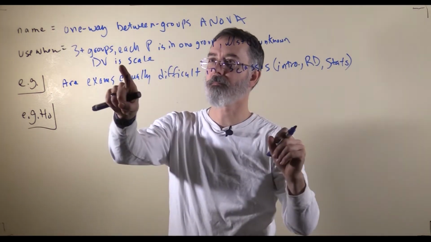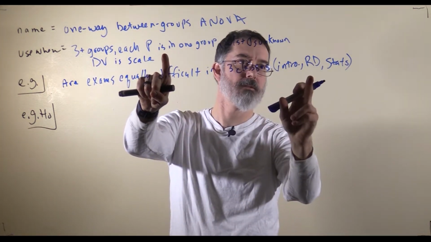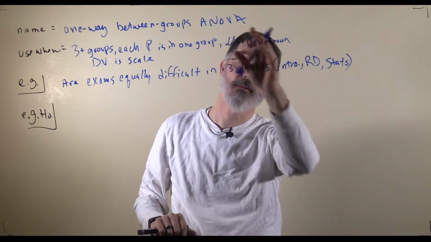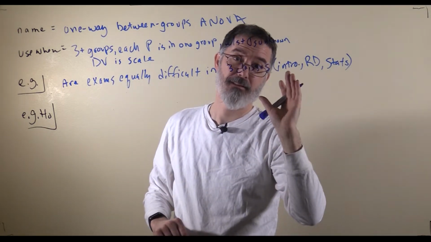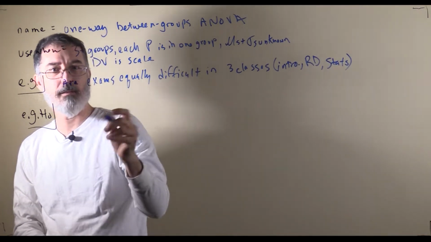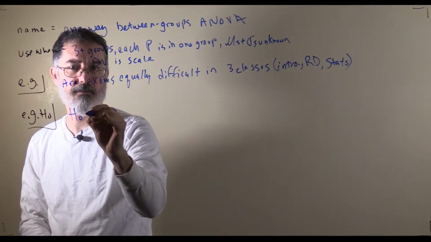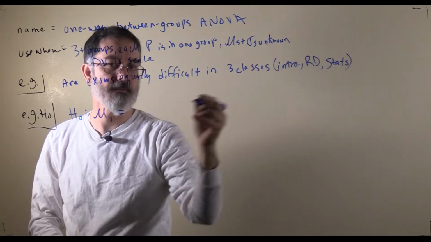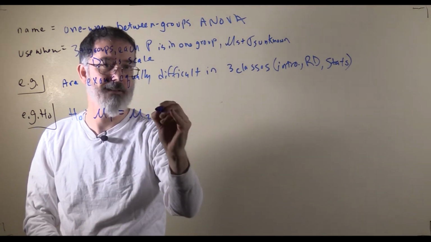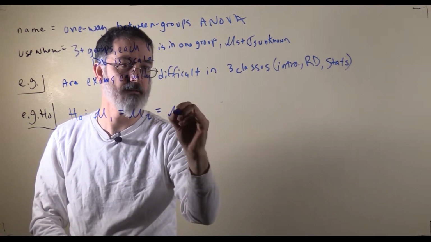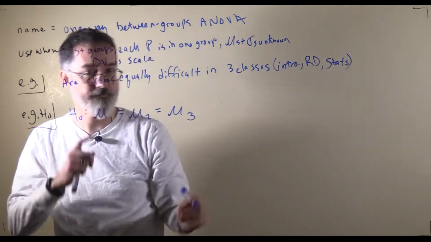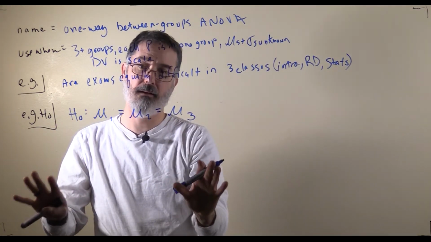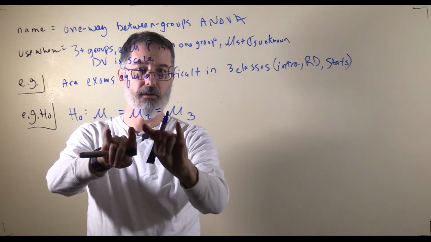And notice each participant is in only Intro or Research Design or Stats. If all the students were in all three classes, then we would use a different kind of ANOVA called a within subjects ANOVA. For this example, the null hypothesis, H sub naught, would be that the mean of the intro class is the same as the mean of the research design class, and those two are both also equal to the mean difficulty of the exams for the statistics class.